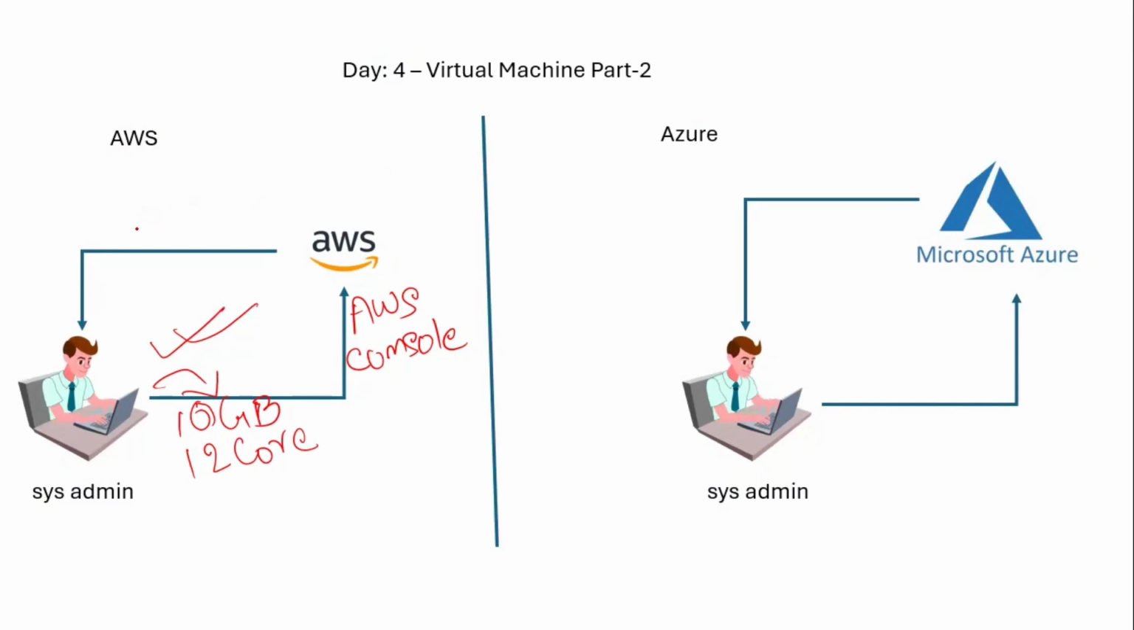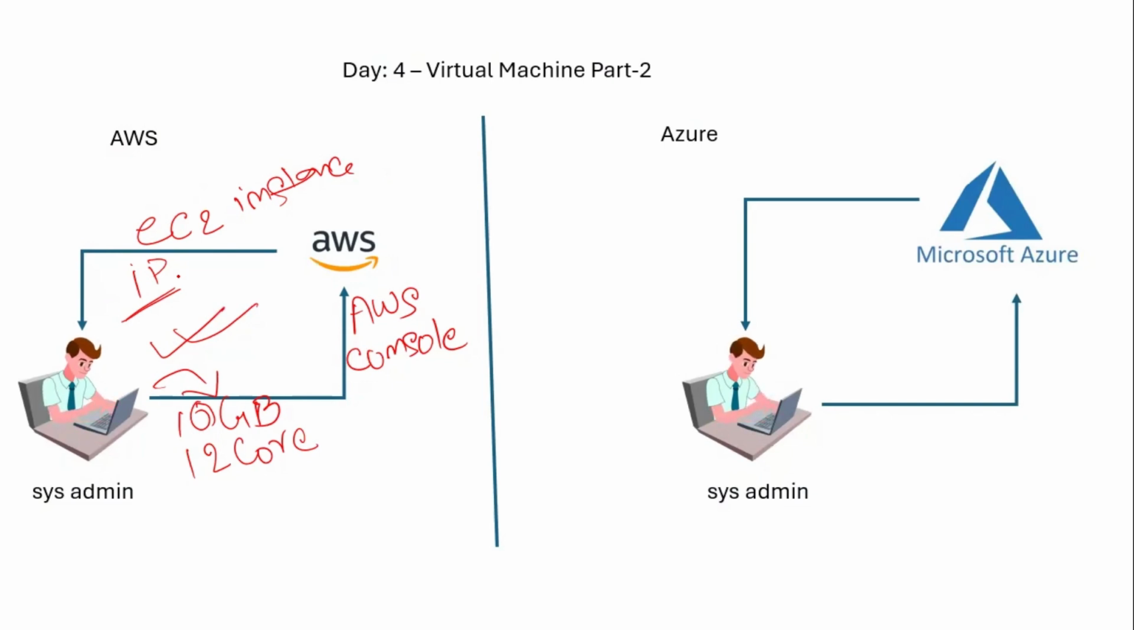In response, one EC2 instance is created, and this sysadmin gets a respective IP address. That's it. Now, quite the same thing I said in yesterday's session also.